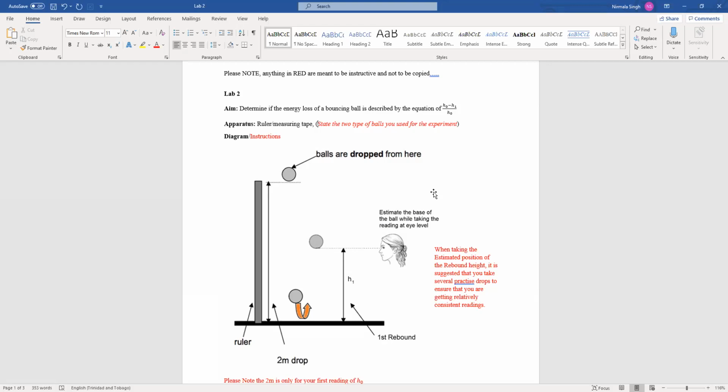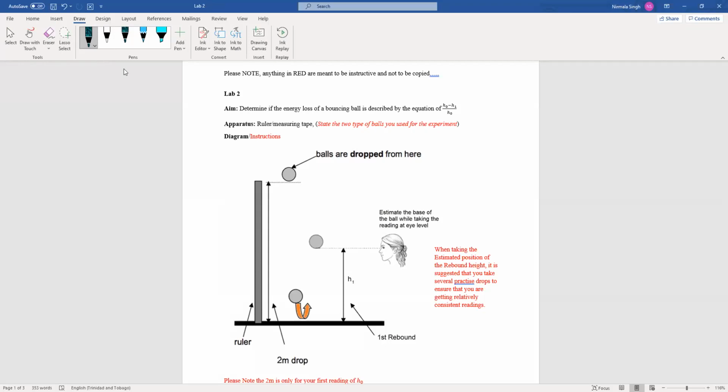Please note anything in red are instructions. So what you're going to do, you're going to drop your ball. Please note you're taking the base of your ball. You see how we have the base of the ball here at the 2 meters. So you're looking at the base of the ball at 2 meters. You are dropping it, meaning you hold it and you let it go. It's not like you're throwing it down.